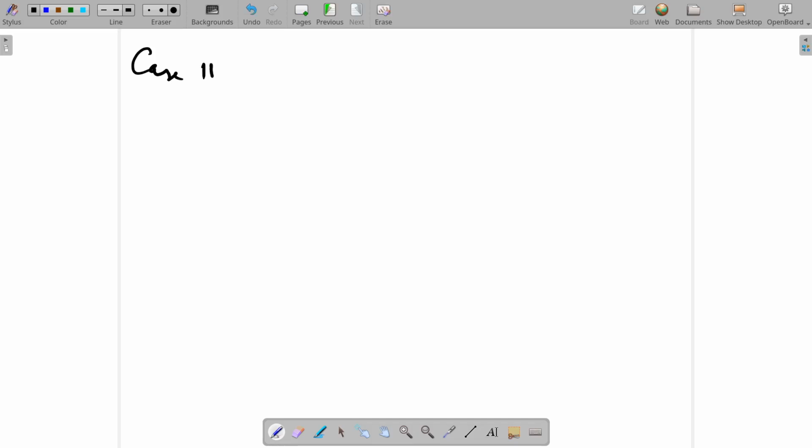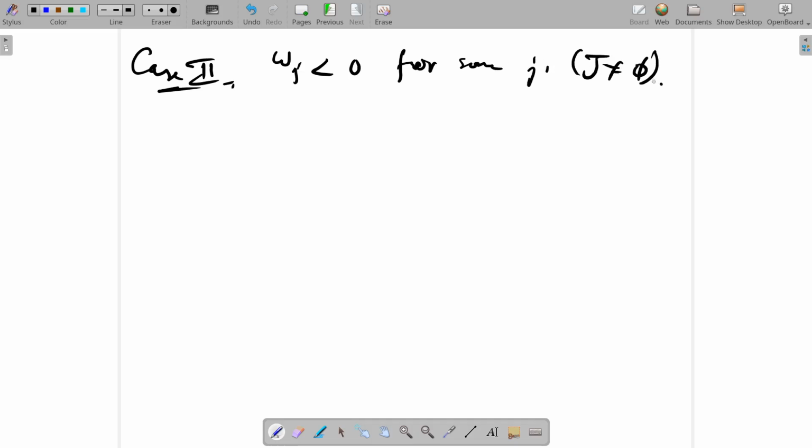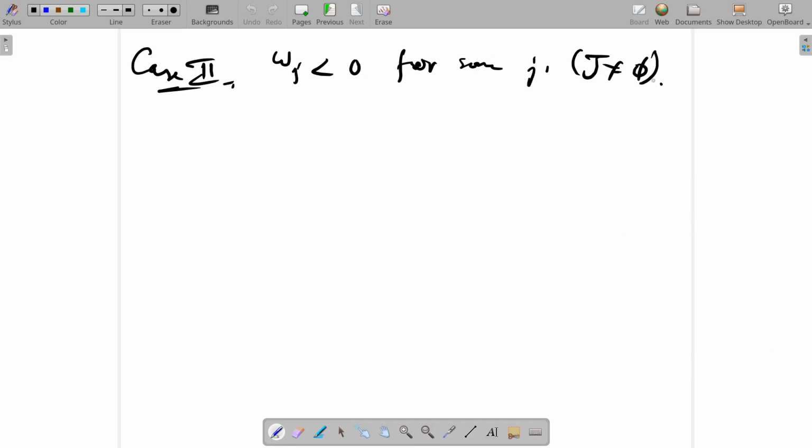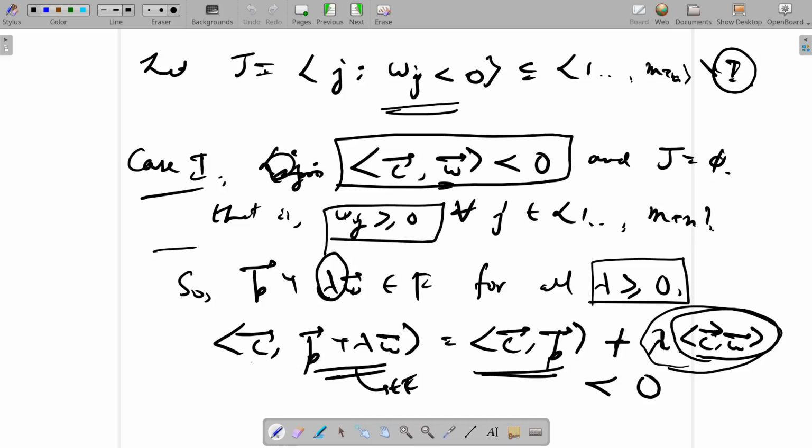So what about case 2? There are 3 cases we'll be considering. Case 2 just says that Wj is less than 0 for some j, meaning J is non-empty. It doesn't care about whether C dot W is strictly less than 0 or equal to 0. By the way, it cannot be bigger than 0, because by assumption W is such that C dot W is less than or equal to 0. That's the choice we have made. Alright, so here we are assuming J is non-empty, which means there is some j such that Wj is less than 0.